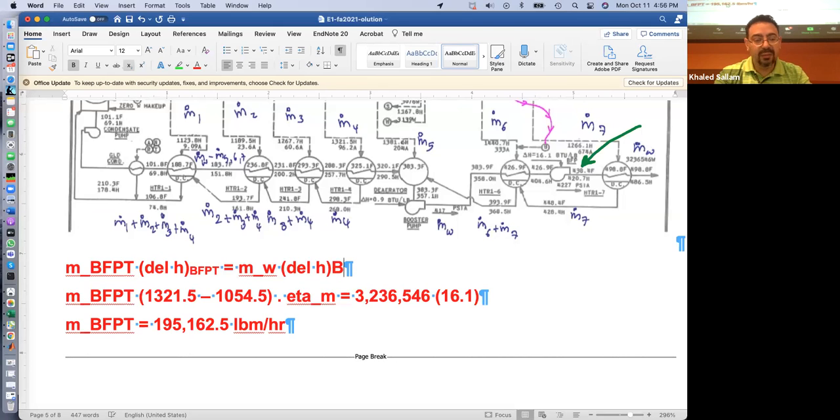Of the boiler feed pump. Right? And this is M water, but it also happens to be the flow rate going through this pump. So I have the delta H across the turbine, and I have the flow rate and the delta H across the pump. Okay, and so you make this equal to this, and then you get the flow rate.